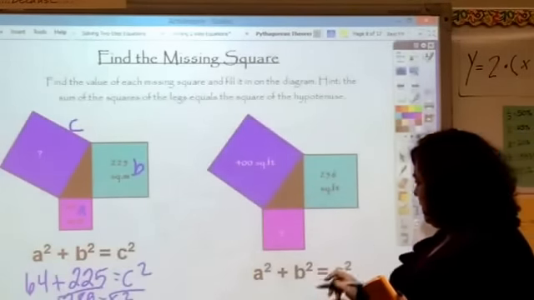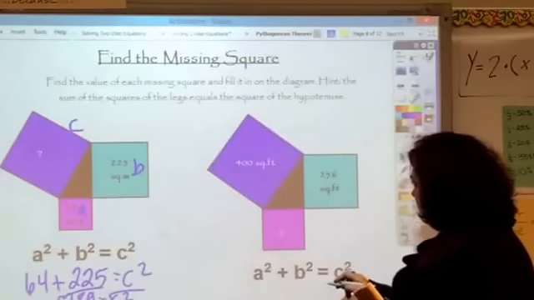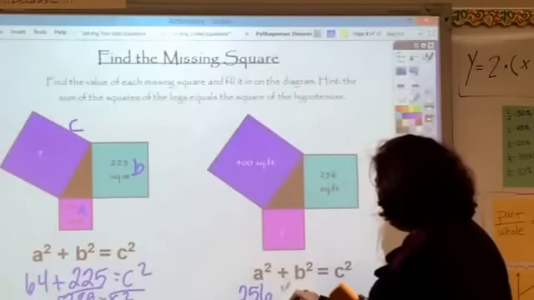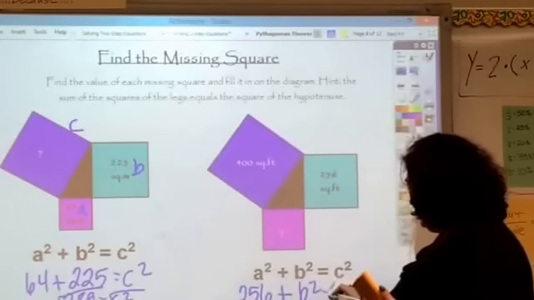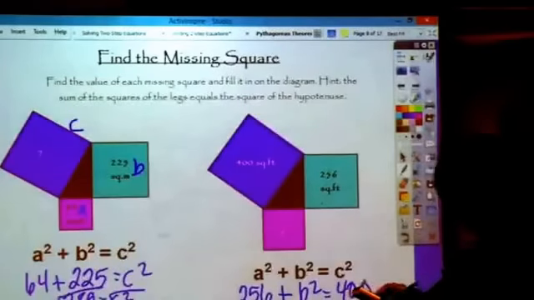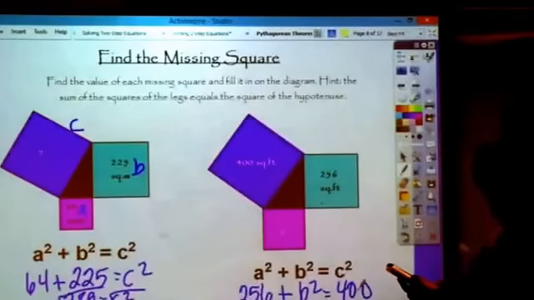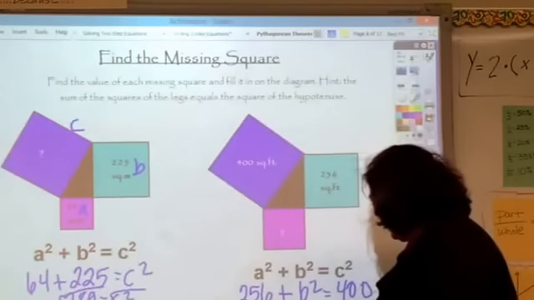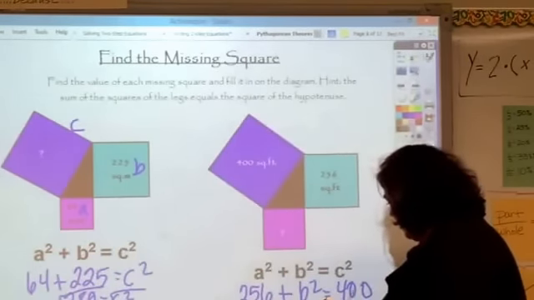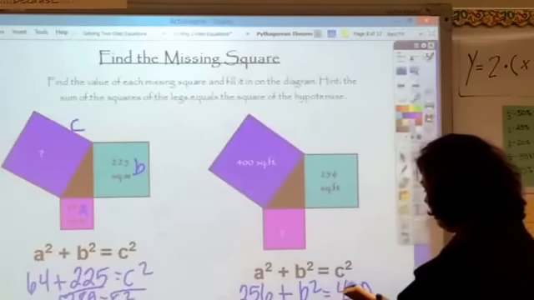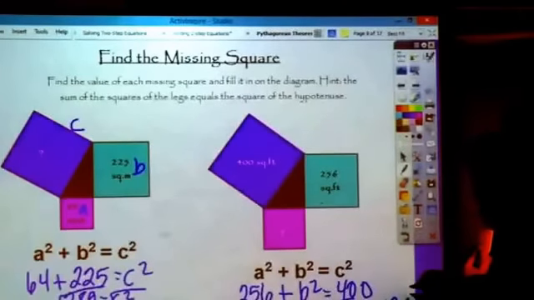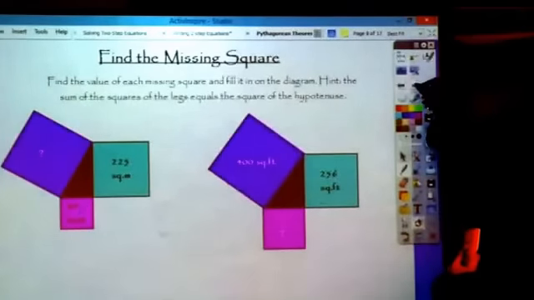This time I'm going to take 256 plus B squared equals 400. So I'm going to say 400 minus 256 equals, so B squared equals 144. Well, the square root of B squared and the square root of 144 would leave me with B equals 12, and the units are feet. So this is how you do it.